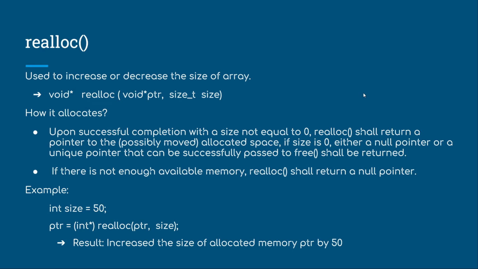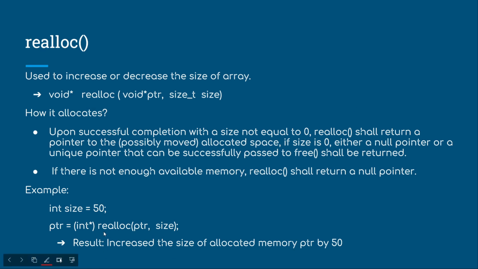So how will it allocate? It will simply point to the increased memory location. Let's say you want to increase the size of an array from 10 to 50, so it will simply point to the 11th location, as we have traversed up to 10. Fine. And if there is no space available, it will simply return a null pointer.